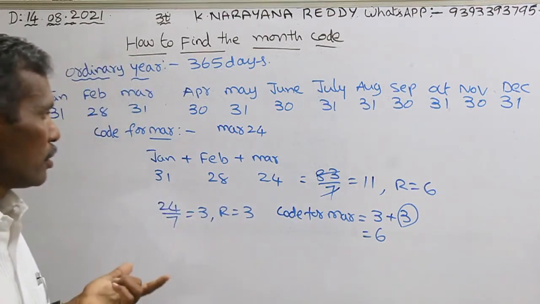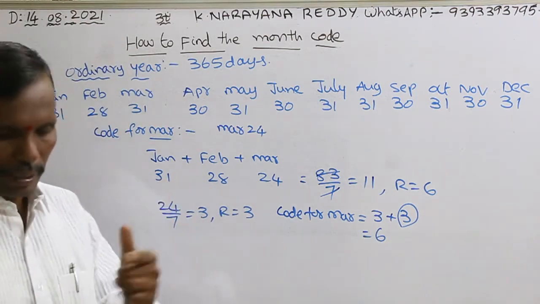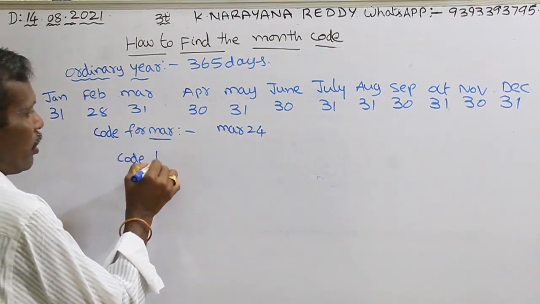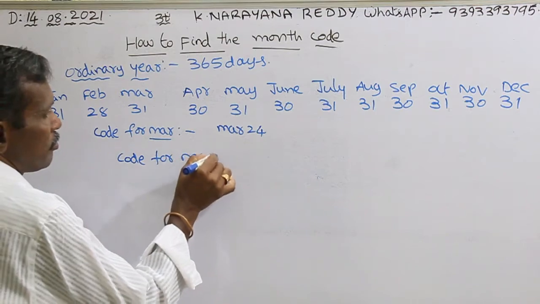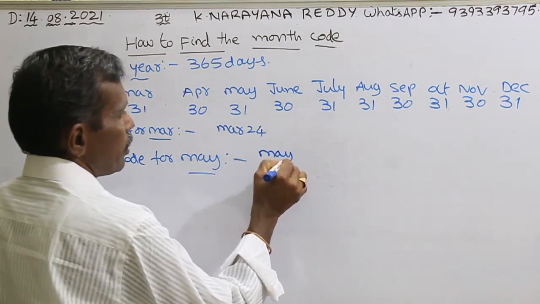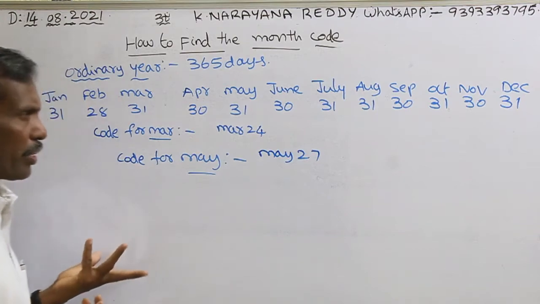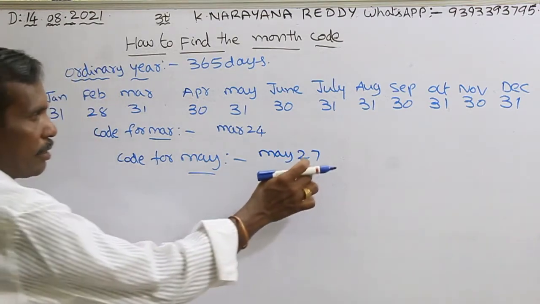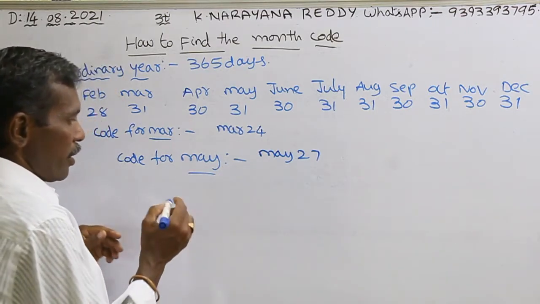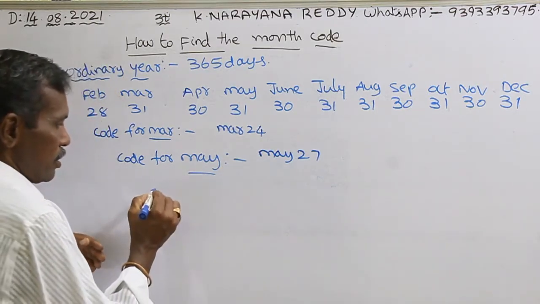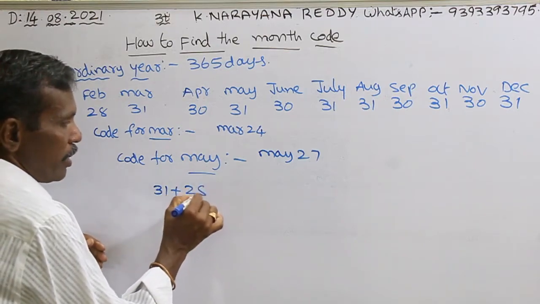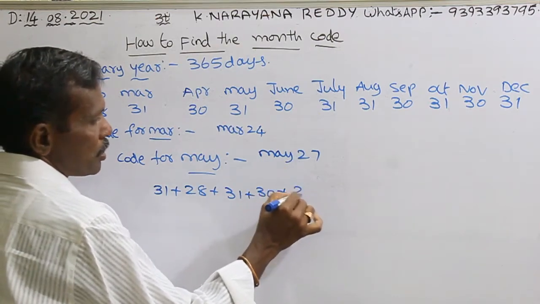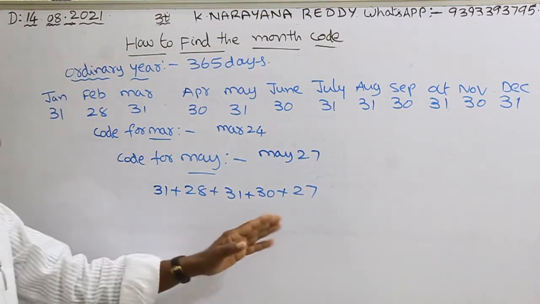For example, take May. For example, the code for May. May 27, whatever it is, whatever you can take, May 1st to 31st. Now I am taking 27. Now we can add all days: January, February, March, April, May 27. Add all these things.